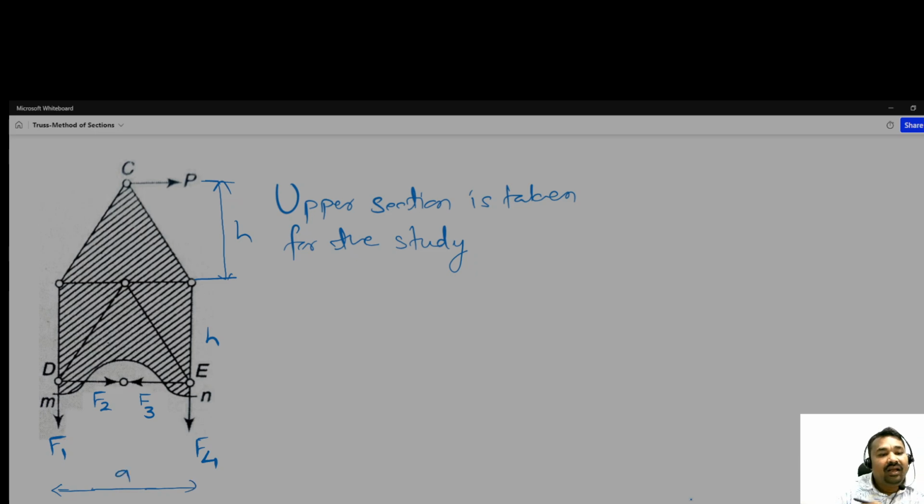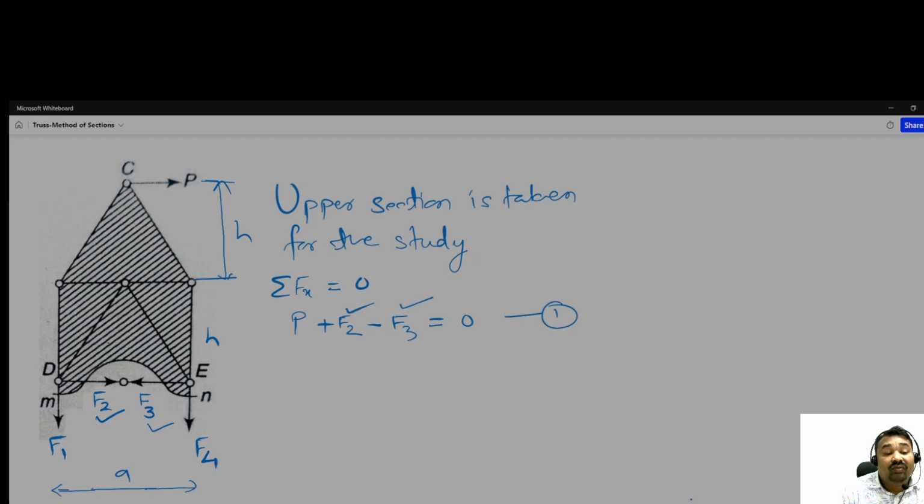Okay, and suppose we don't know, so what should be our first approach? We know that summation of Fx is equal to zero. Okay, why not try this? So if you try this, P is acting horizontally in the positive direction, and F2 is also positive, but F3 is negative. So we get P plus F2 minus F3 is equal to 0. Okay, so here two unknowns are there, F2 and F3.